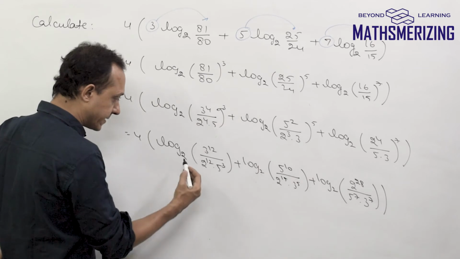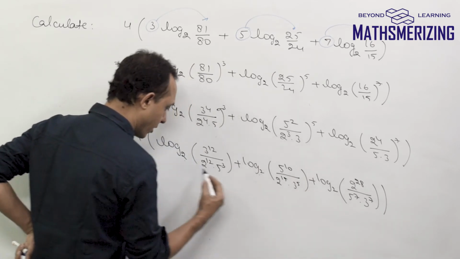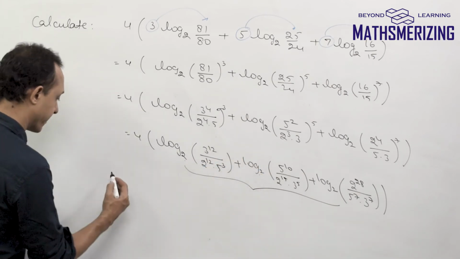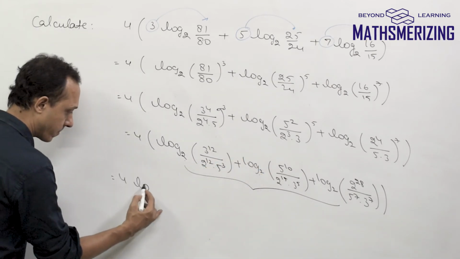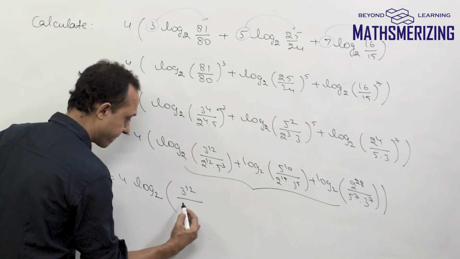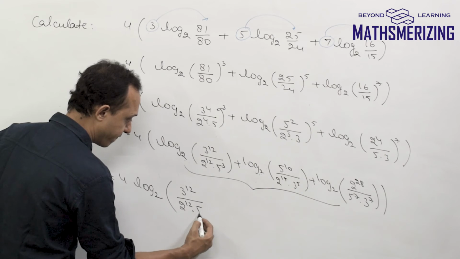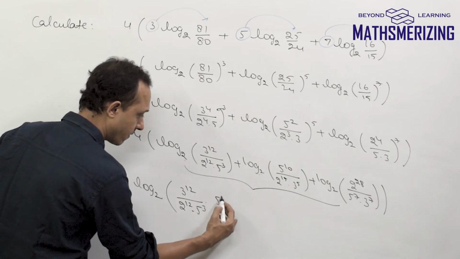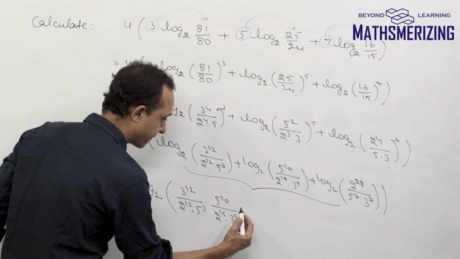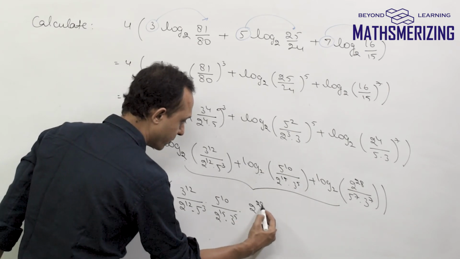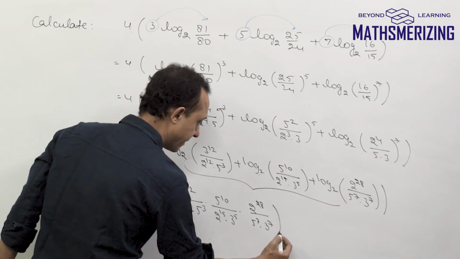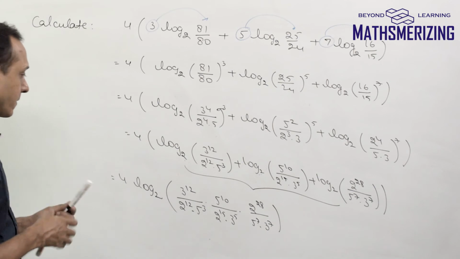Now another property that I see is, because the base is same, log m plus log n is log m into n. So I'll multiply everything. So I'll write 4 log 2, and this is 3 to the power 12, 2 to the power 12 into 5 to the power 3, 5 to the power 10, 2 to the power 15 into 3 to the power 5, and 2 to the power 28, 5 to the power 7, and this is 3 to the power 7.